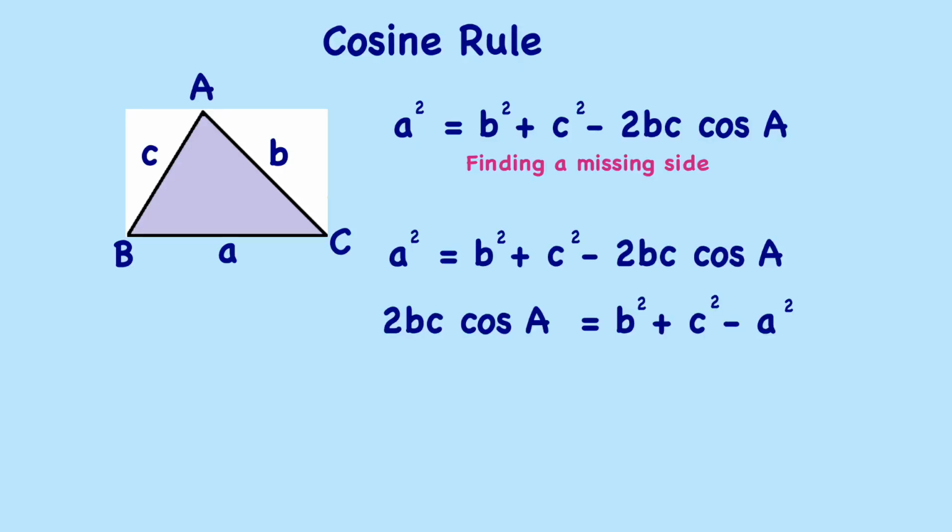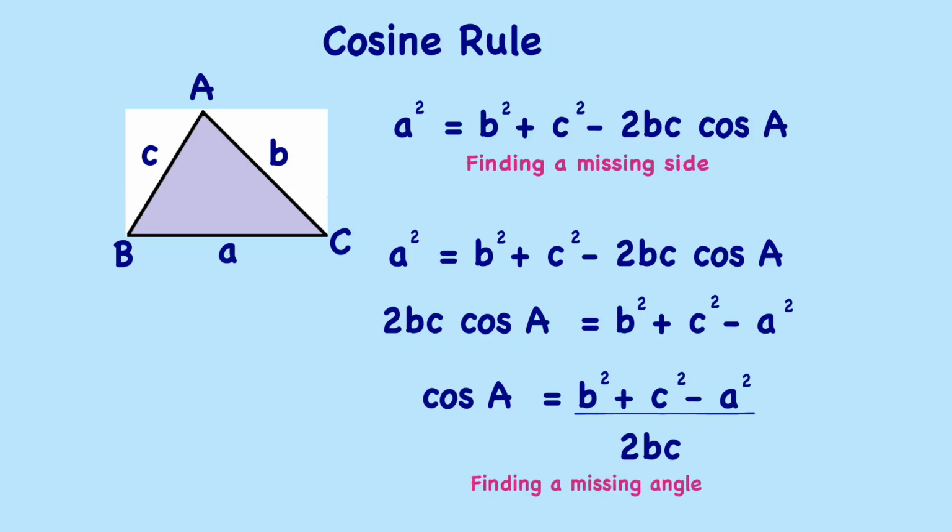So we will bring the a squared over to the other side. We will then divide b squared plus c squared minus a squared by 2bc. And that now gives us the cosine rule in a format in order to find a missing angle. Again, like the sine rule, these formulas need to be learned in both formats. They're not given in the GCSE exam.